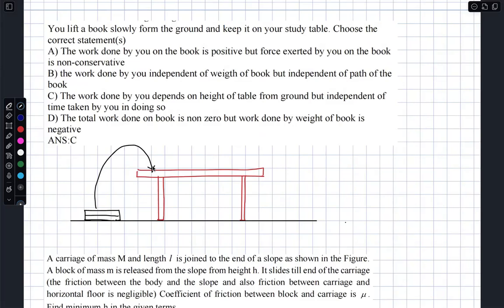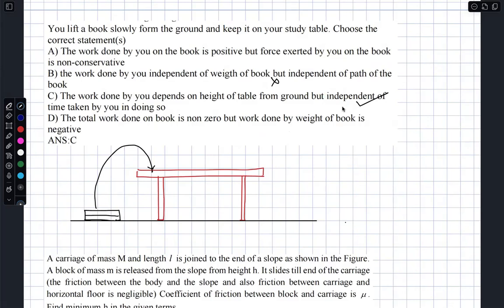The work done by you is independent of the weight of the book, but dependent on the path of the book. Wrong. The work done by you depends on the height of the table from the ground, but independent of the time taken by you in doing so. Yes, it is a time independent thing. Whether you do it for a year or in a second, work done is mgh.